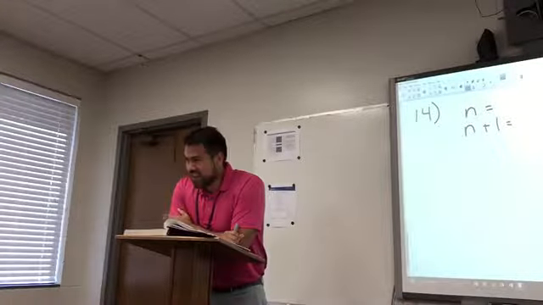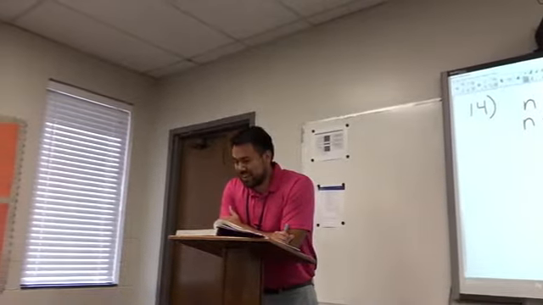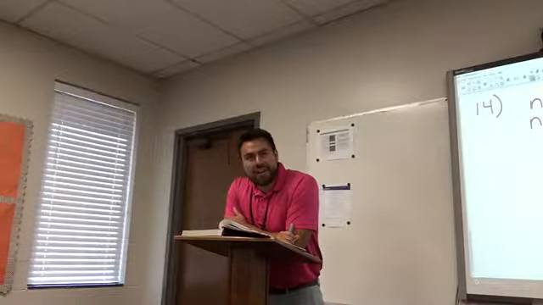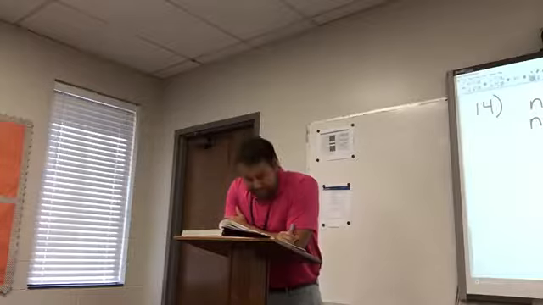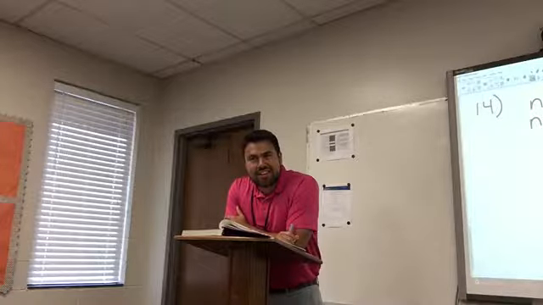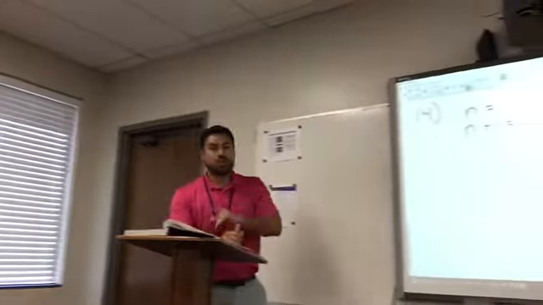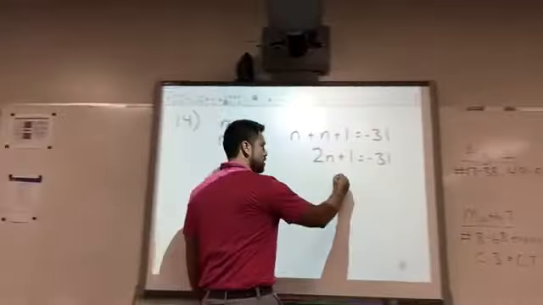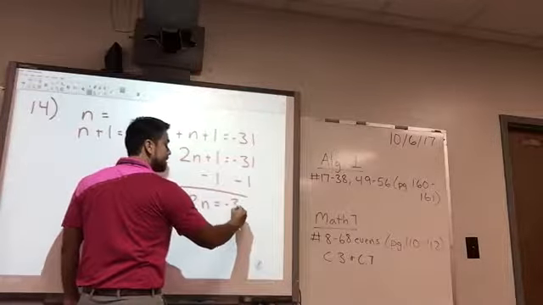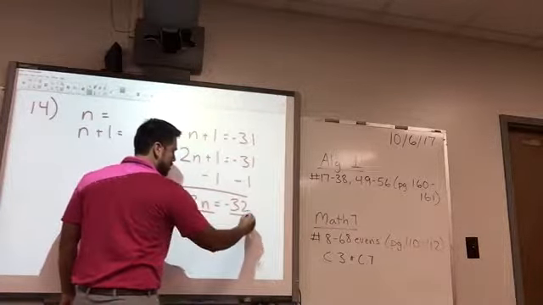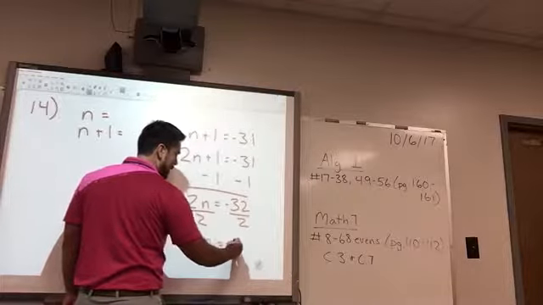Jackson, what'd you get for n? I'll give you some more time if you need it. Harrison, what'd you get for n? Turner, what'd you get for n? Negative 16. Okay, so you subtracted 1 from both sides, you get 2n equals negative 32, and you divide both sides by 2, and you get n equals negative 16.